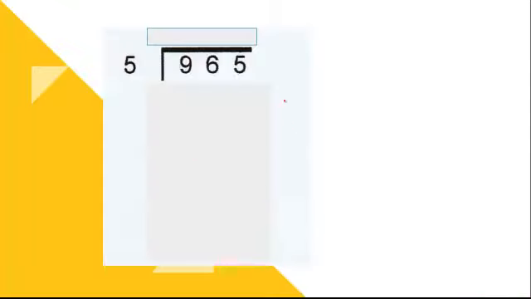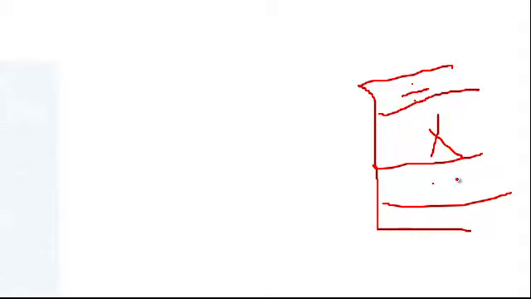Another question: 965, and I want to divide it by 5. The first step, I draw our steps here: divide, multiply, subtract, bring down. Focus with me, please. In the second step, I go through multiplication by 5. 5 multiply 1 equals 5.